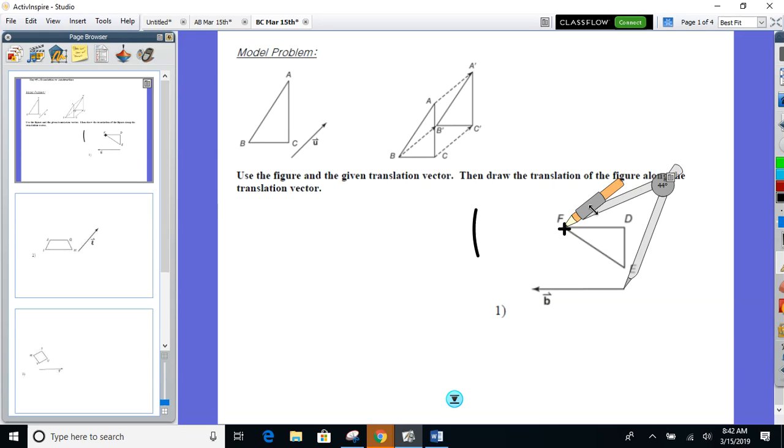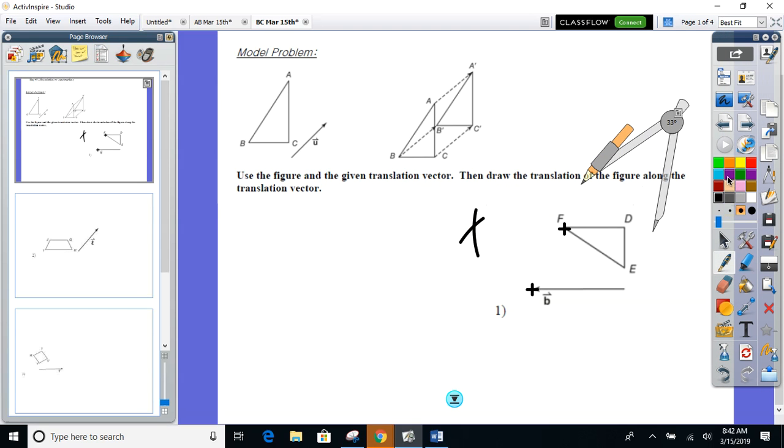Any idea what I'm going to do next to make it intersect that first arc, where I'm going to go next? Connor, thoughts? I'm going to go to the end of the vector now. Yep, to the tip of the vector. And I'm going to make it intersect. And there you have it, F prime.